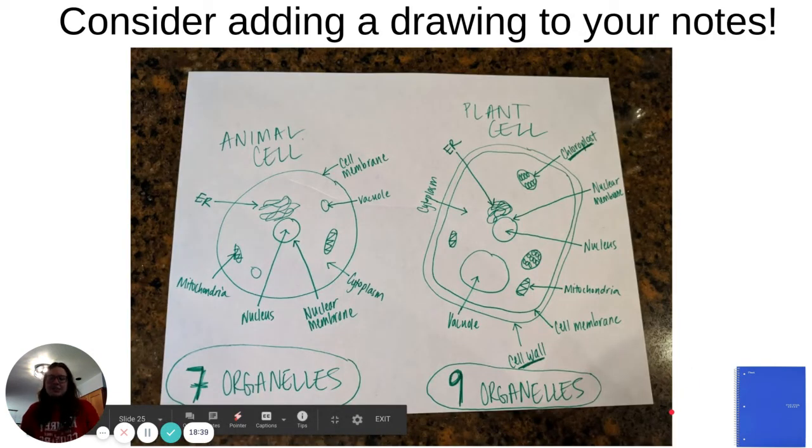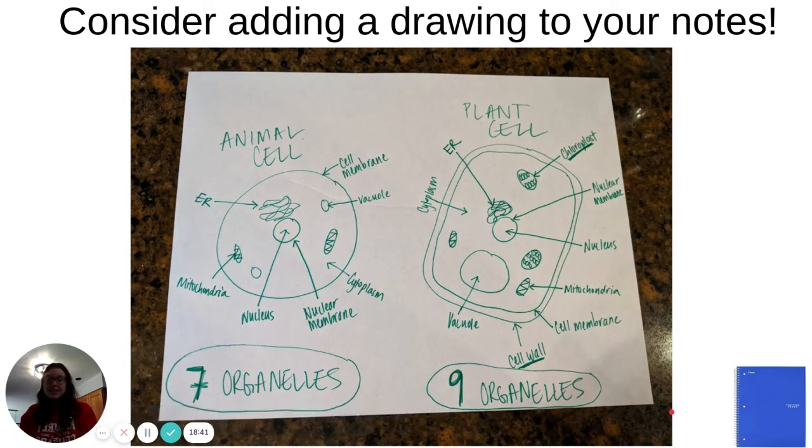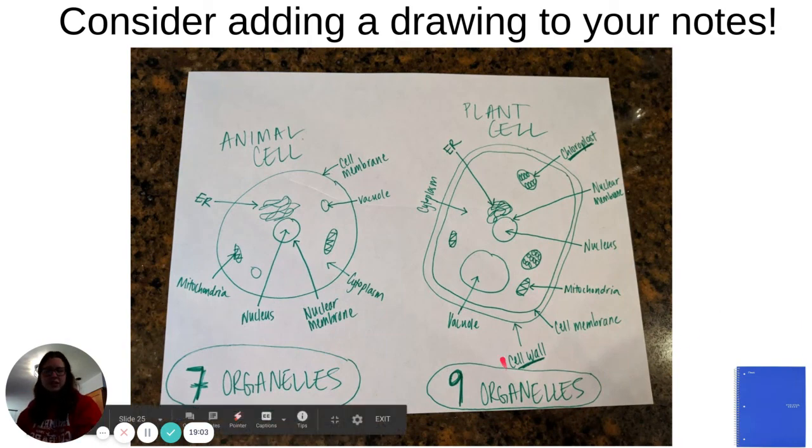The last thing I'd recommend, 6th graders, if you haven't done so already, I'd consider drawing both an animal cell and a plant cell in your notes. Again, perhaps you pause the video here and use my drawings as some inspiration. So my animal cell has 7 labeled organelles, and my plant cell has 9 labeled organelles, 2 additional ones. Those are the cell wall, which I underlined, and the chloroplasts.